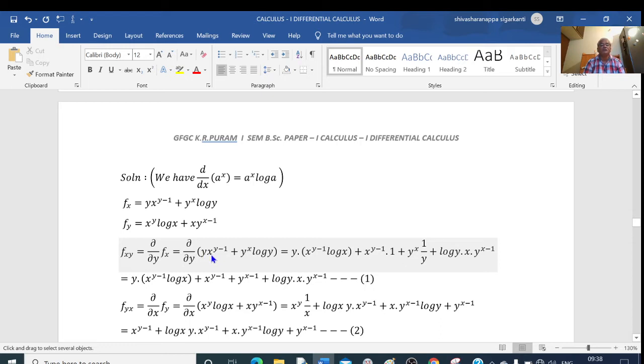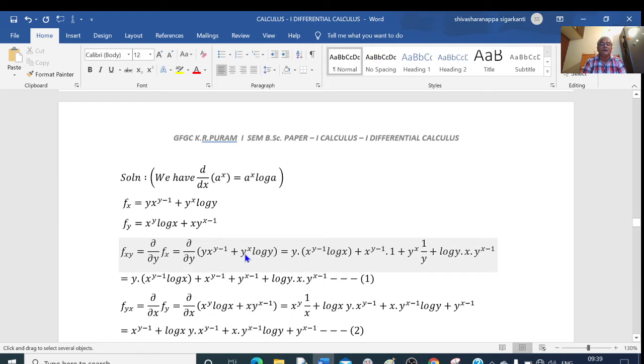First function derivative of second plus second function derivative of first. So first function is y into differentiation of the second. Okay, differentiation of x to the power of y minus 1. We are differentiating with respect to y. X is constant quantity. Therefore, its derivative is x to the power of y minus 1 into log of x. Okay, x to the power of y minus 1 into log x. This is first function into derivative of the second, plus second function x to the power of y minus 1 into derivative of y with respect to y is 1, plus.